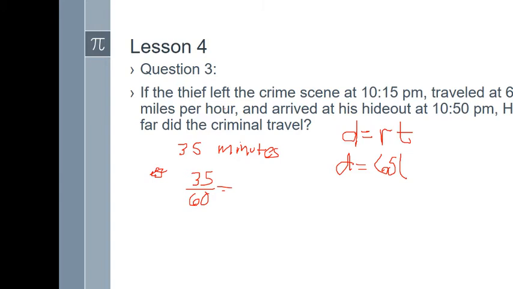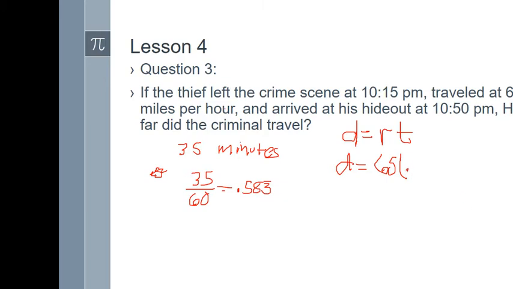All right, so when I do that on this problem, I get that 35 divided by 60 gives me this long decimal, in this case 0.58 and then repeating threes, which I'm just going to leave like this. So 35 minutes is the same as 0.583 repeating hours. Remember, I need that in hours.